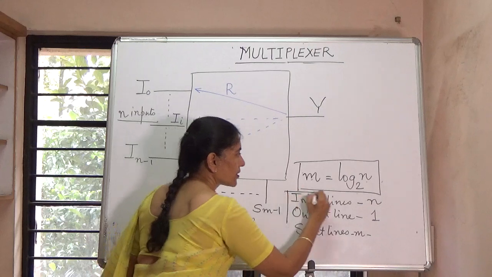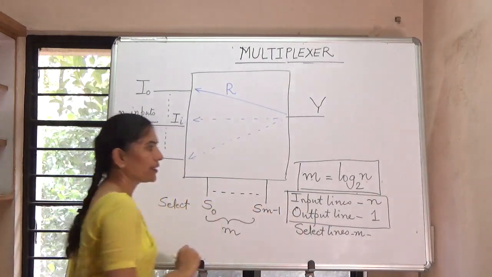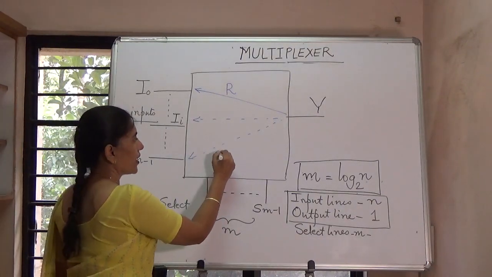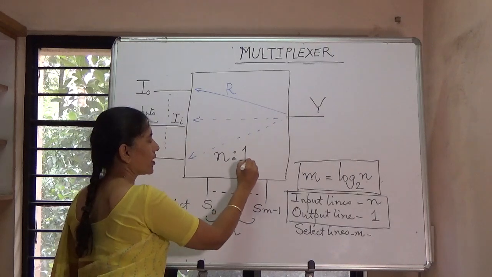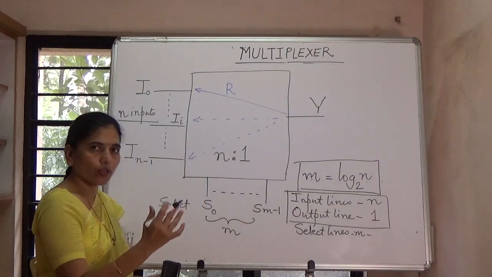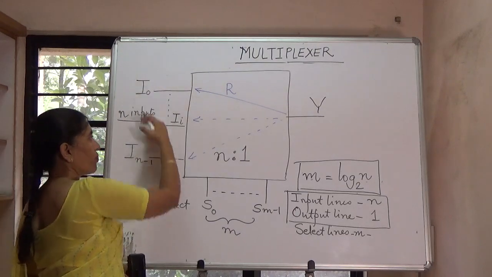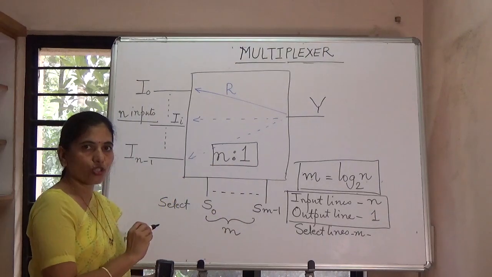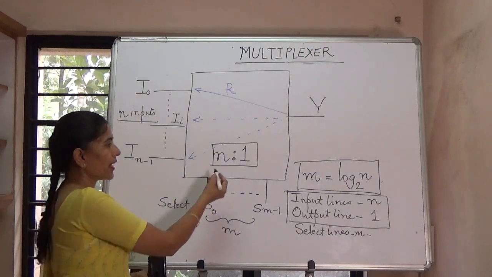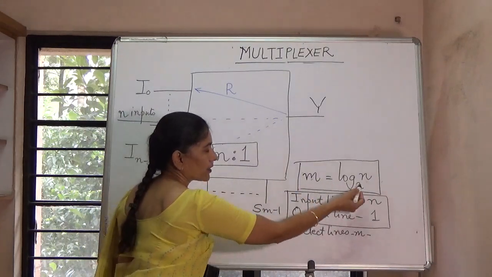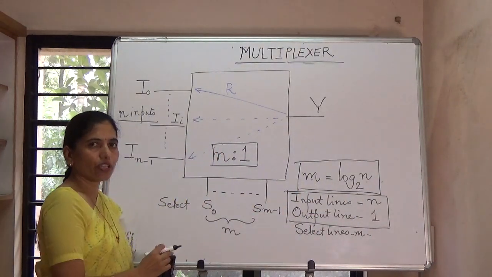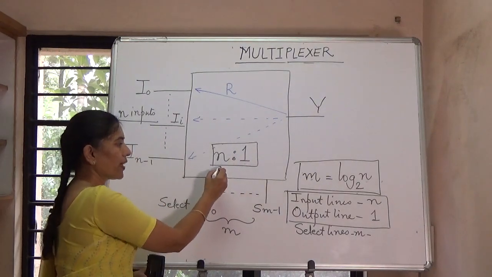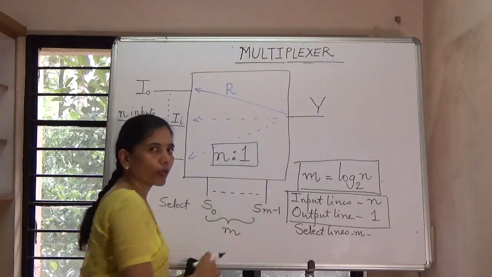With this identity of the multiplexer, that is n input lines and one output line, every multiplexer is referred to as n is to 1. This n can vary depending upon the size of the multiplexer, or the number of input lines. However, in this nomenclature there is no mention of the select lines, because the select lines can be obtained from this relation, so they are not explicitly mentioned. However, n is to 1 refers to a multiplexer with n input lines and one output line.